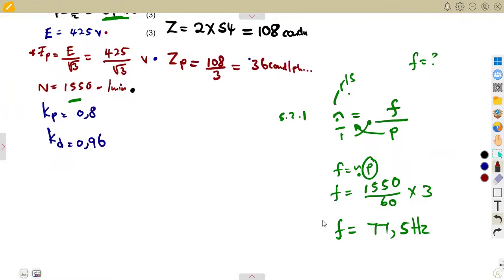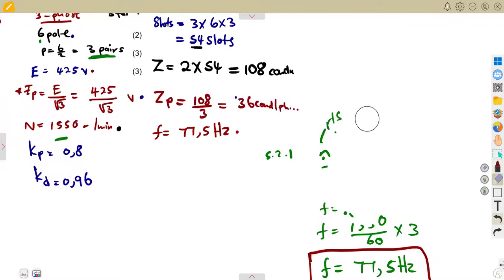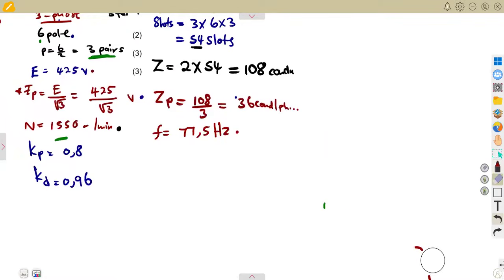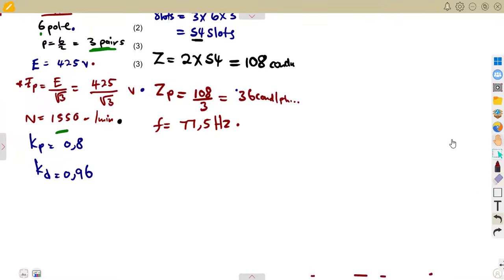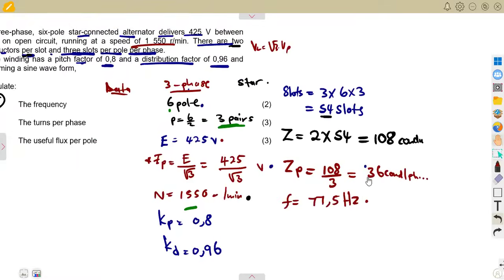So this is your question. You were asked to calculate the frequency, so you got your frequency: 77.5 hertz. Maybe you're going to need this frequency, so let's just leave it like that. This is how these questions will be given.